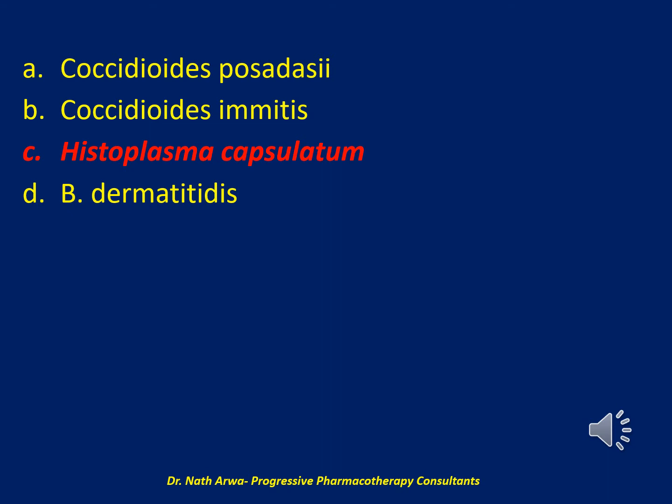And the correct answer is C, Histoplasma capsulatum. Histoplasma capsulatum is endemic in the Ohio and Mississippi River valleys. That makes answer C correct. B. dermatitidis is endemic around the Great Lakes region in the USA. That makes answer D incorrect, whereas Coccidioides species are endemic in the desert southwest of the USA, which makes answers B and A incorrect. Please move on to the next question.